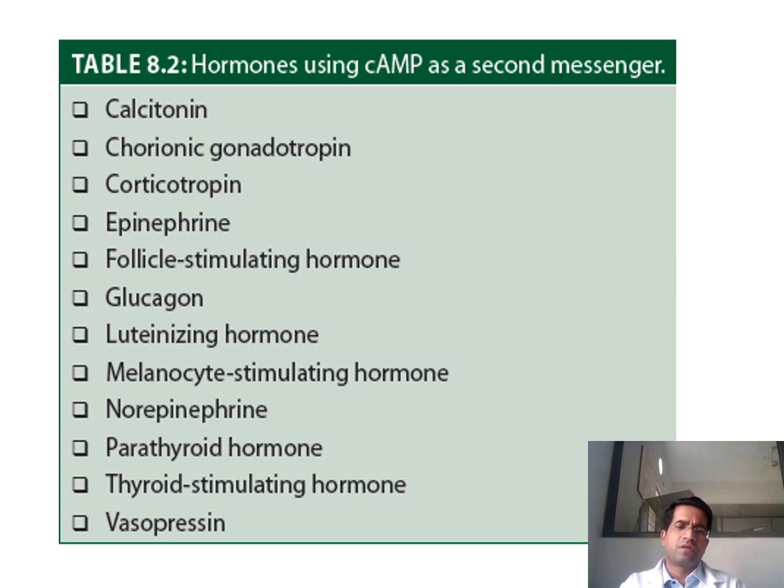This is a long list of hormones which use cyclic AMP as a second messenger: calcitonin, chorionic gonadotropin, corticotropin, epinephrine, FSH, glucagon, LH, melanocyte stimulating hormone, norepinephrine, parathyroid hormone, thyroid stimulating hormone, vasopressin. All these utilize cyclic AMP as a second messenger, and cyclic AMP is a nucleotide. That is the reason it is a biologically important nucleotide.